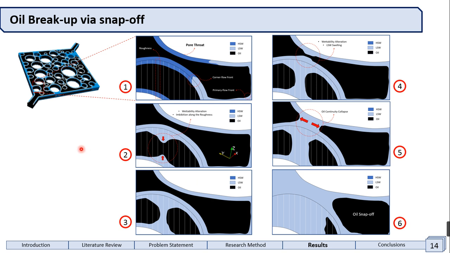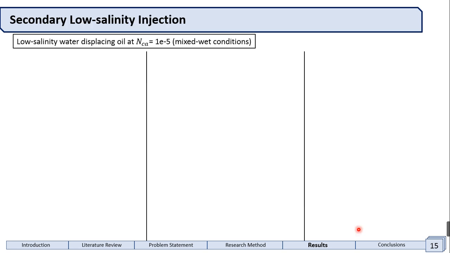Before proceeding to low-salinity water flooding sequences in the second geometry, a new pore-scale observation needs to be further discussed. As low-salinity brine flows to the corners of a pore, it begins to change the wettability ahead of the primary front, which leads to the imbibition of water along the surface roughness. Then low-salinity brine starts to swell in that location, as displayed in this slide, leading to oil breakup via the snap-off process, which is being explained for the first time in our study.